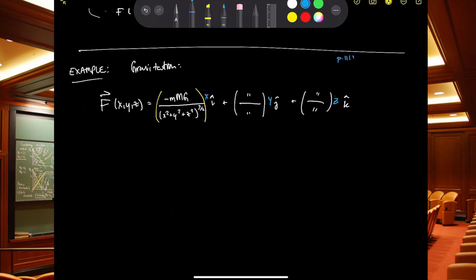And what do we know about gravity? Well, it's stronger the closer you are, right? The smaller the distance, the stronger the force. So when we graph this or visualize this, what do we see?